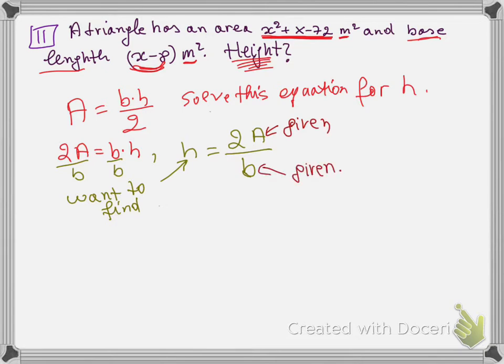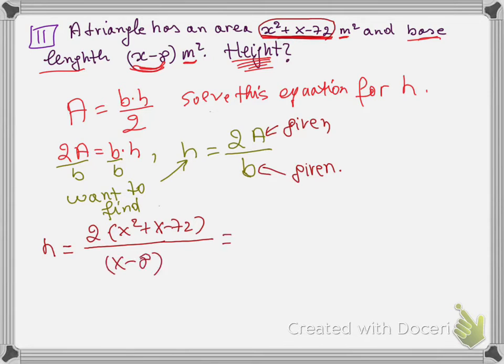Okay, so let's plug in our data into the equation. We want h equals 2 times a. A is x squared plus x minus 72. B is x minus 8. Okay, so let's try to factor the numerator. Let's bring over the denominator, which is x minus 8, and we have the 2.